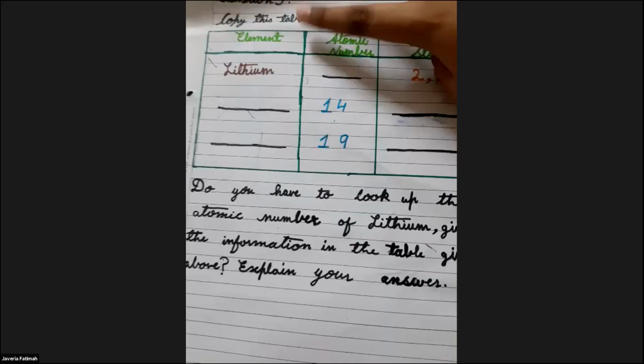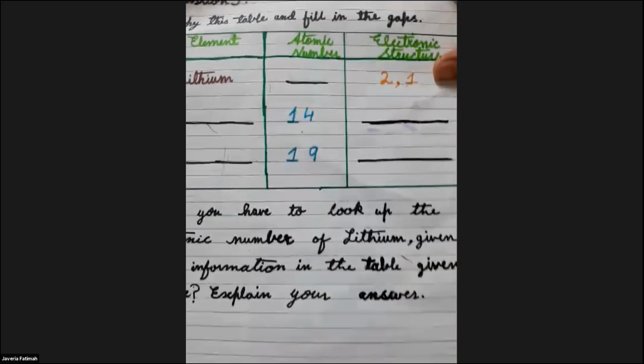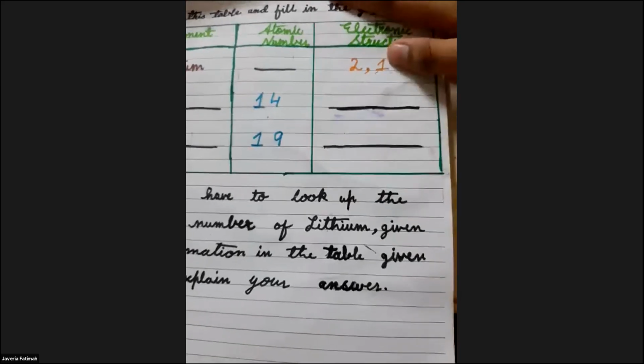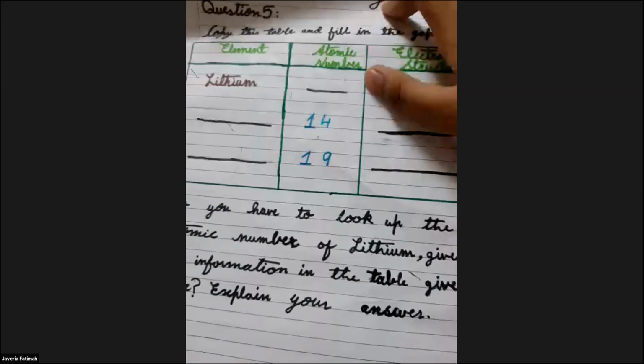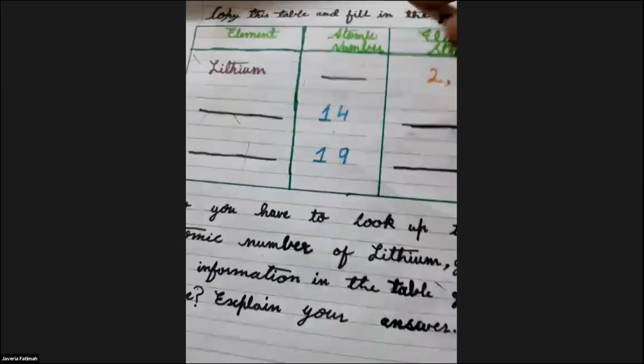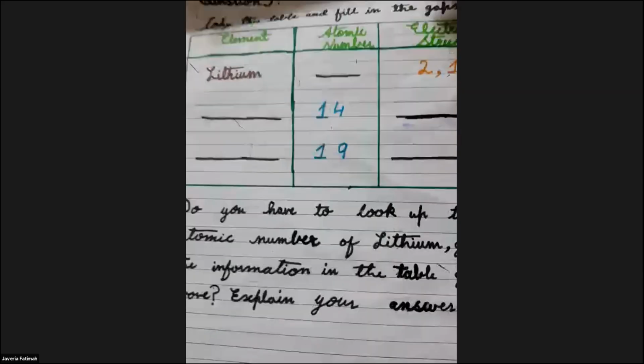So I'm going to be solving question number 5. Over here we need to tell the atomic number, sometimes the electronic structure, and sometimes the element. First of all, we have lithium, and we know that the electronic structure is 2 electrons in the first shell and 1 electron in the second shell. So we know that the electrons are the same as the protons, so the atomic number is going to be 3.